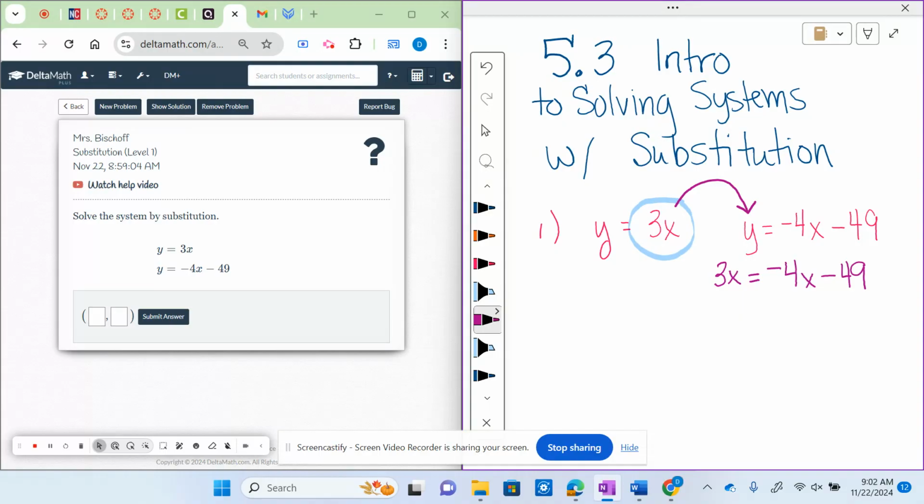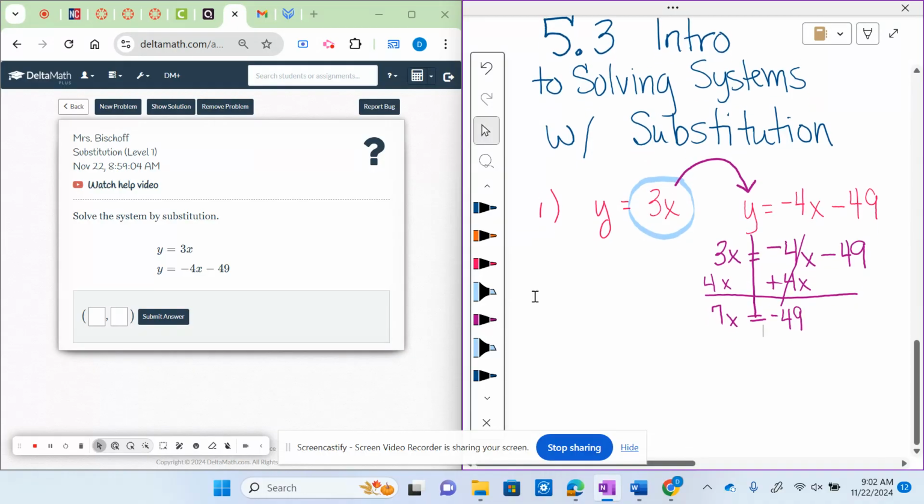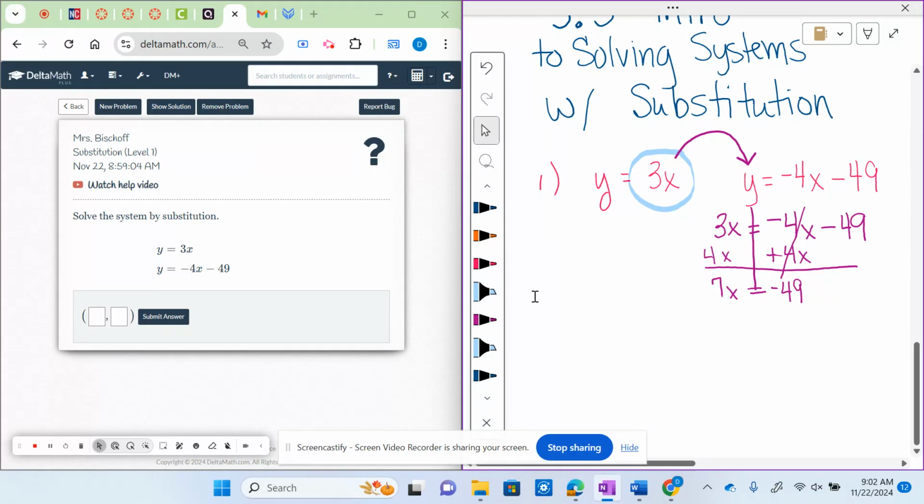So how am I going to solve for x? What am I going to do to solve for x? I'm going to add 4x to both sides. Nice job, Ariana. Add 4x to both sides. So 7x equals, this cancels out, 7x equals negative 49. I'm still trying to solve for x. Divide both sides by 7. Nice job, all of you. So when I divide both sides by 7, I find out that x equals negative 7.